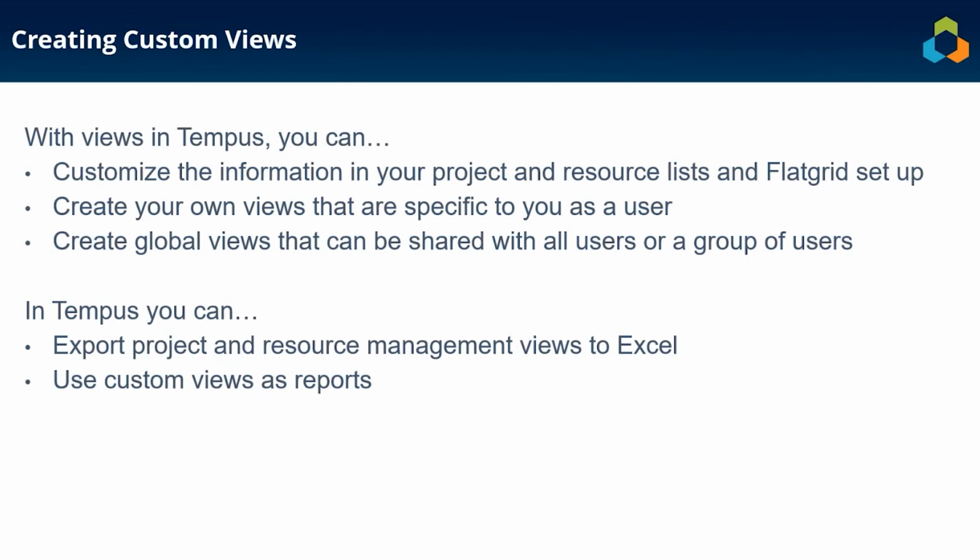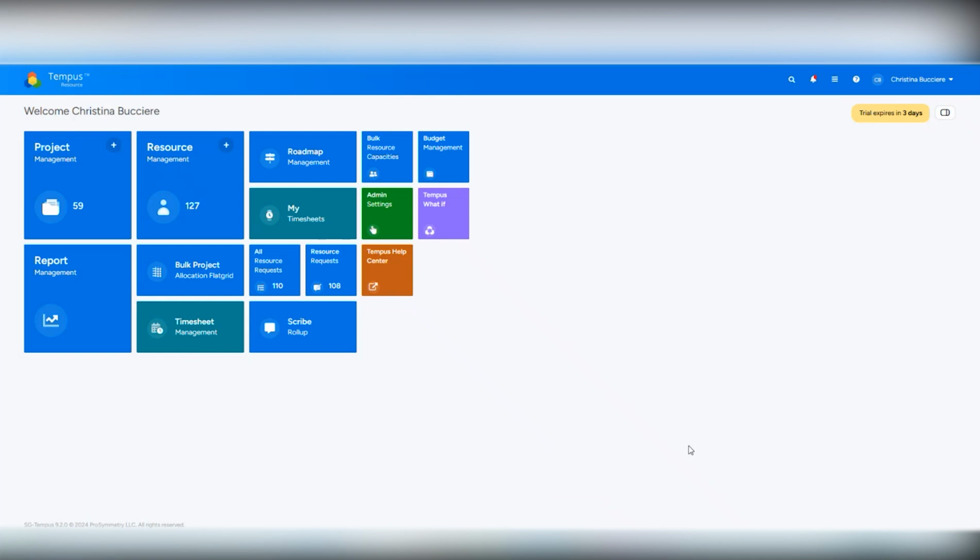With these custom views in Tempus, you can export them in your project and your resource management views to Excel, which means that you can use the data in those custom views as reports. Let's start in the project management tile and take a look at where you can create custom views for yourself there.